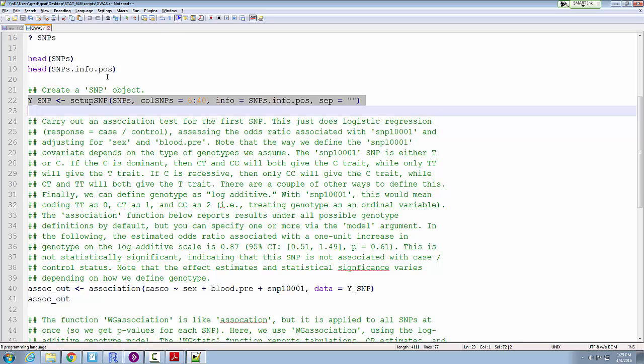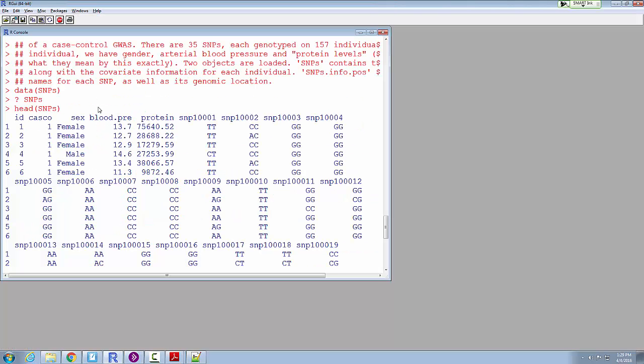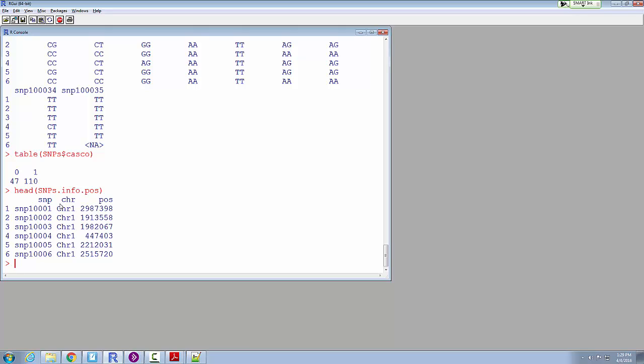Let's look at that one real quick. By the way, this is the other object that came, and it tells us that SNP 1 is on chromosome 1 at position 2,987,398. So start at the beginning of chromosome 1, go that many bases forward, and that's the single letter that we're looking at.